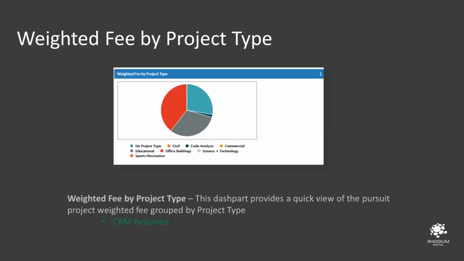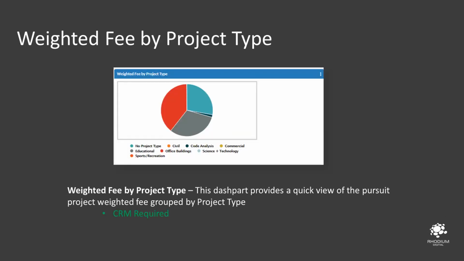We also can look at the weighted fee by project type. And so again, this is a very quick view of where we are at in pursuit projects by the various types of projects that might be involved here.